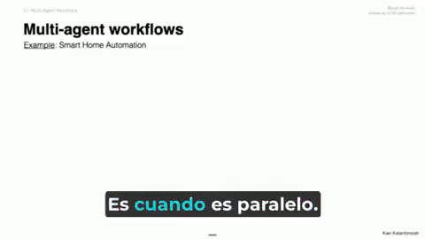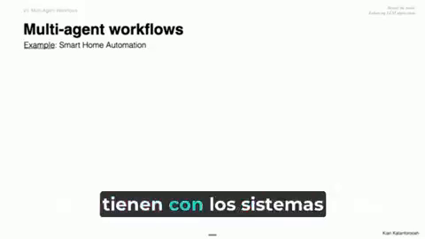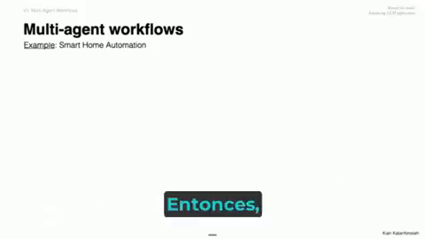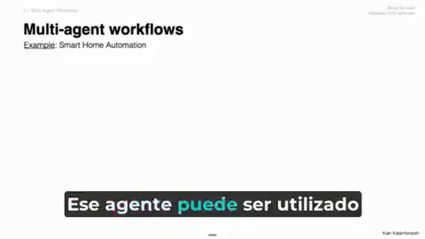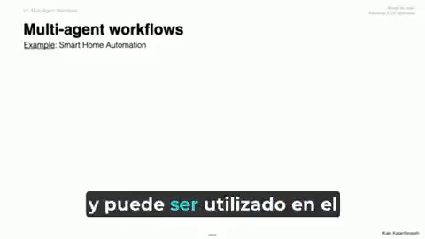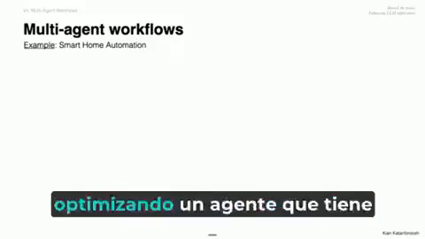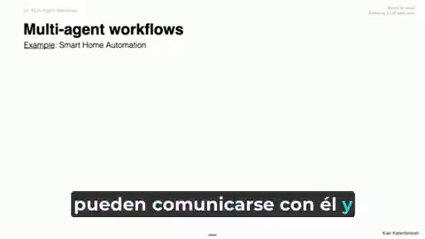It's when it's parallel. The other advantage that some companies have with multi-agent systems is that an agent can be reused. Let's say in a company you have an agent that's been built for design. That agent can be used in the marketing team and it can be used in the product team. So now you're optimizing an agent which has multiple stakeholders that can communicate with it and benefit from its performance.